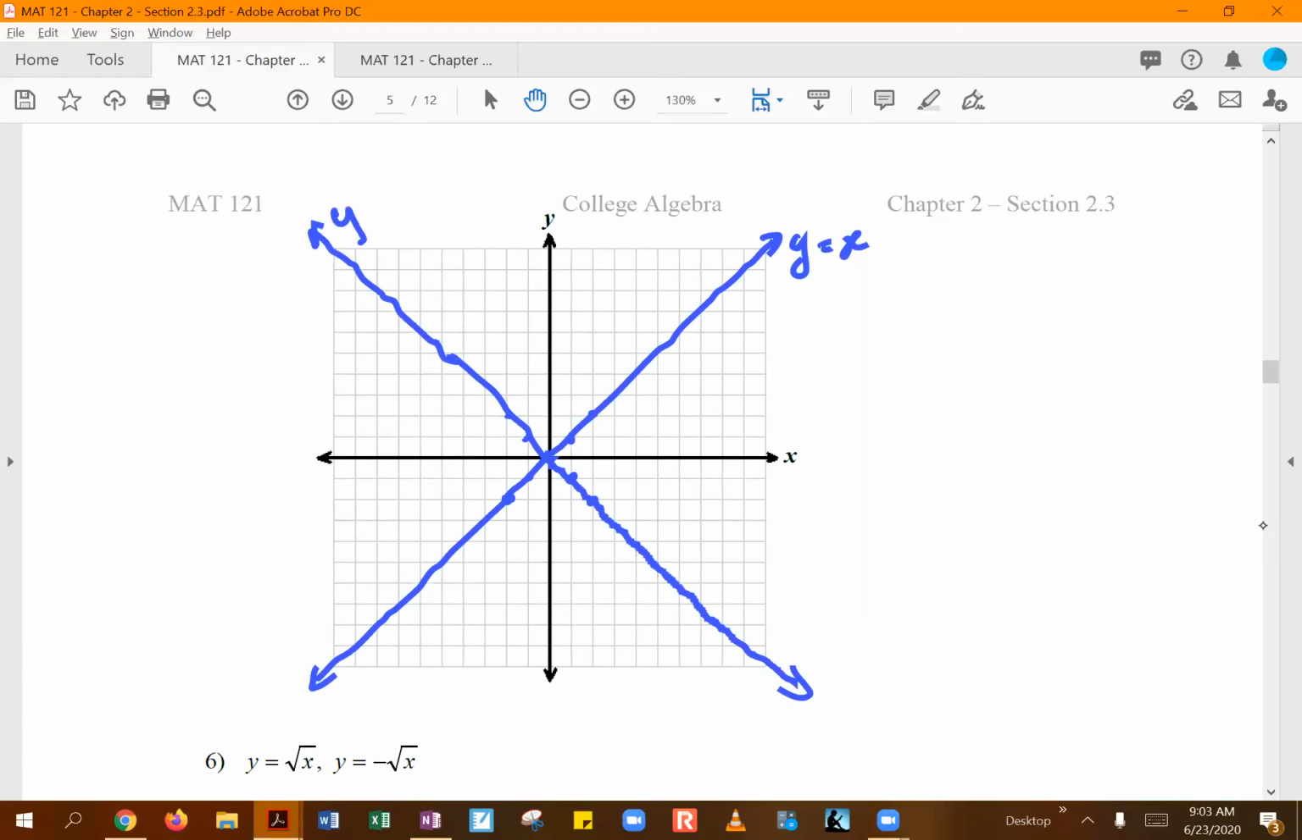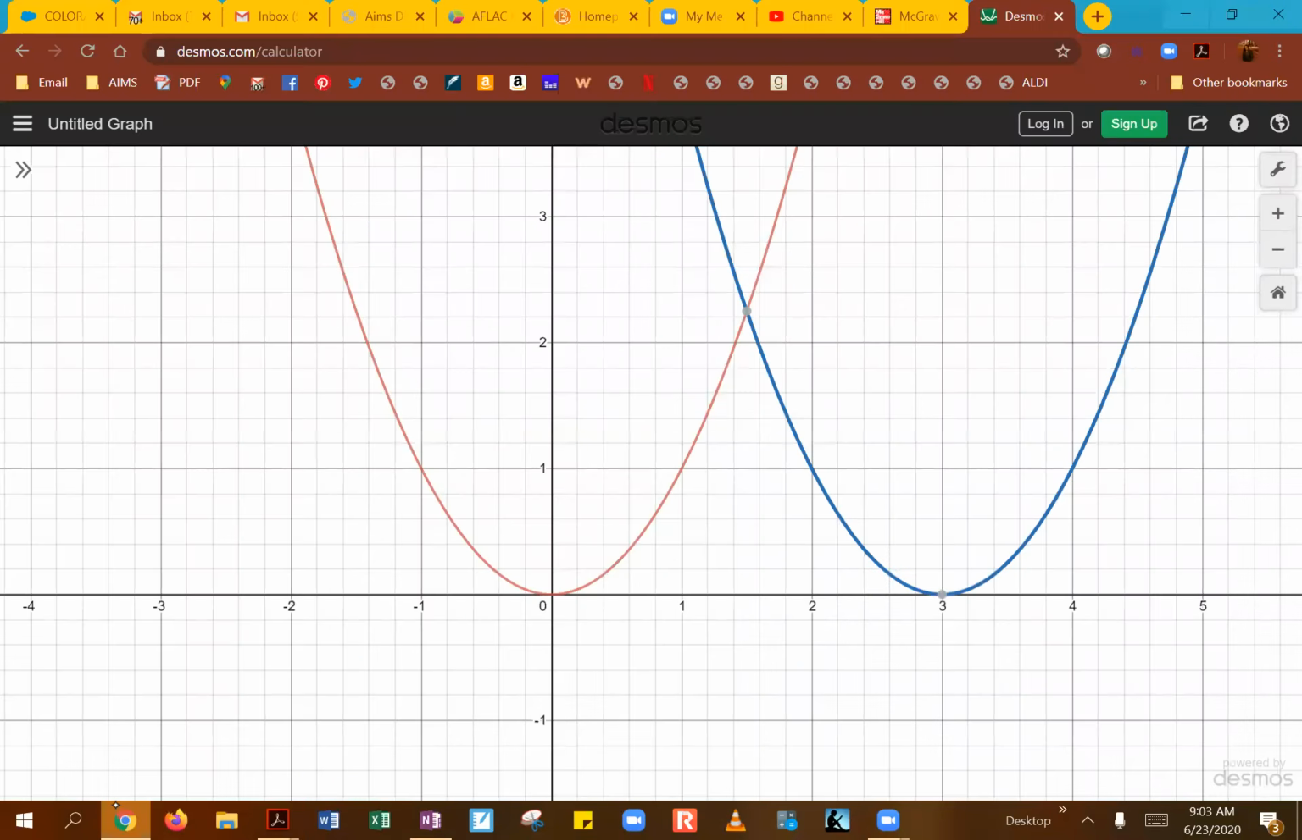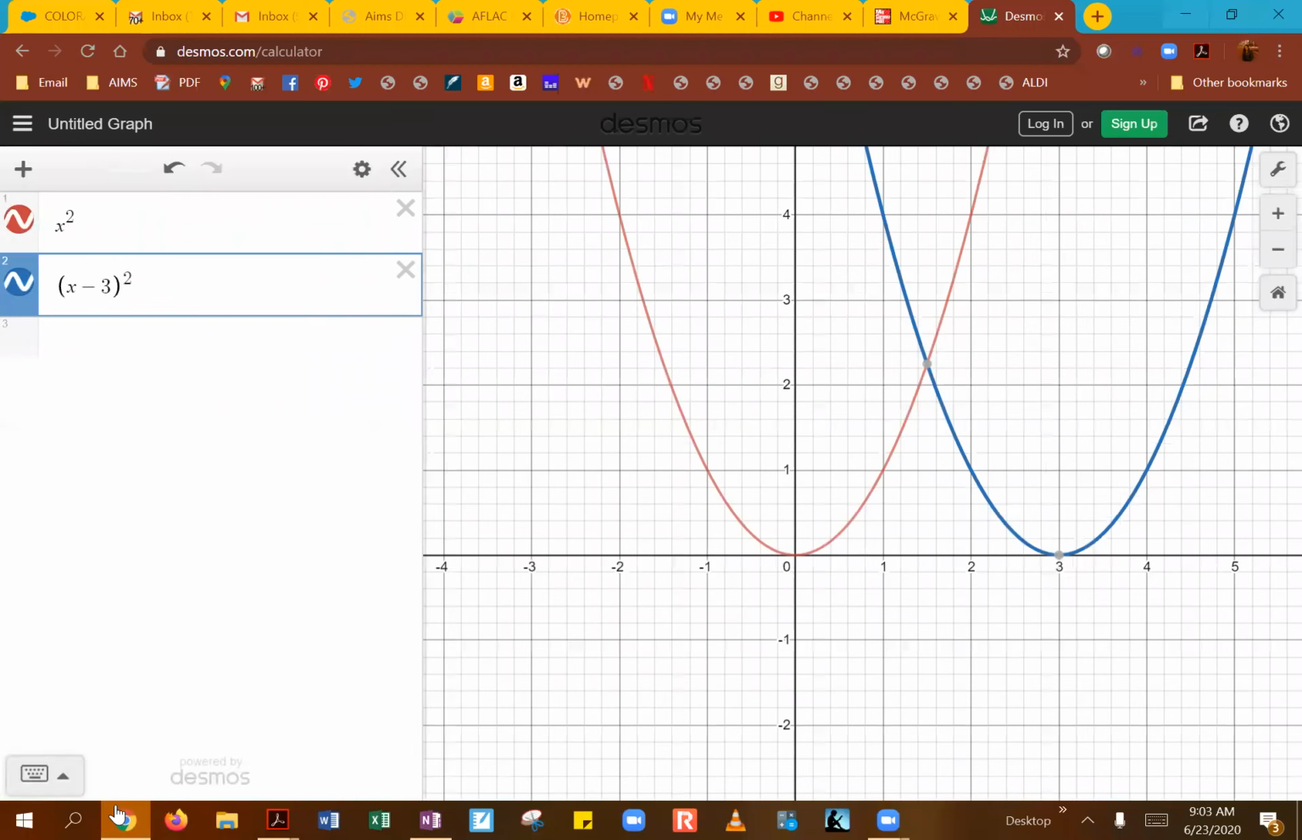And this is going to be your y equals negative x. So basically what's happening is this part of our graph is getting reflected down here, and this part of our original graph is being reflected up here. Let me just show you quickly with our Desmos calculator here, just with colors.